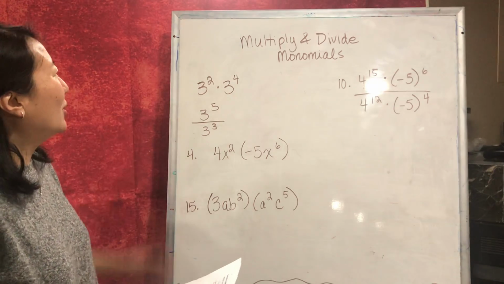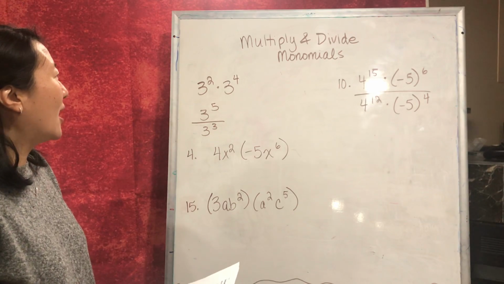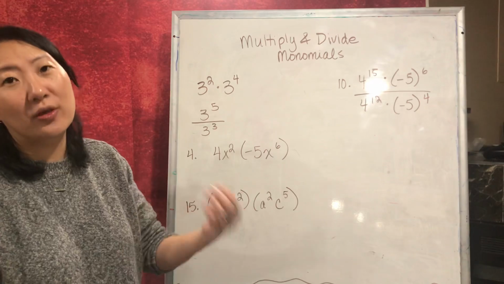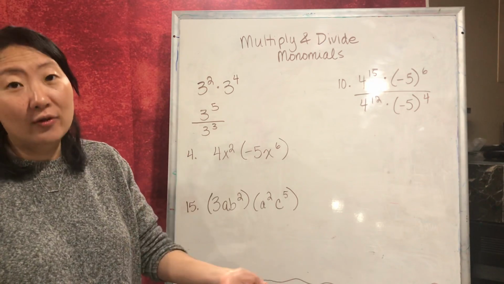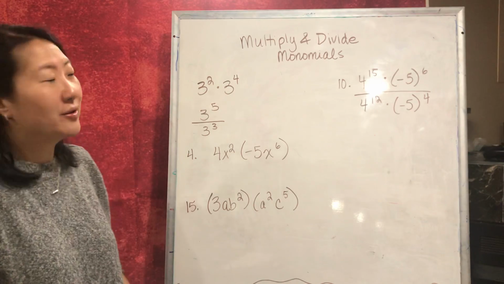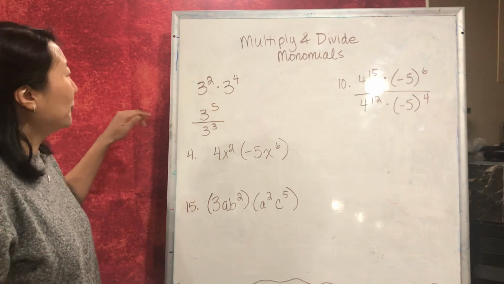So today we're working on multiplying and dividing monomials. Remember, a monomial is just a single term. In this case, it's a single term with an exponent, like 2 to the 5th power or 6y squared. Those are monomials. So, a quick review.